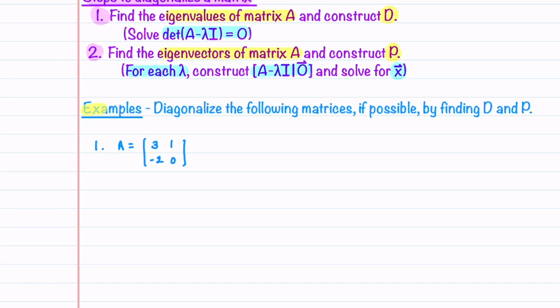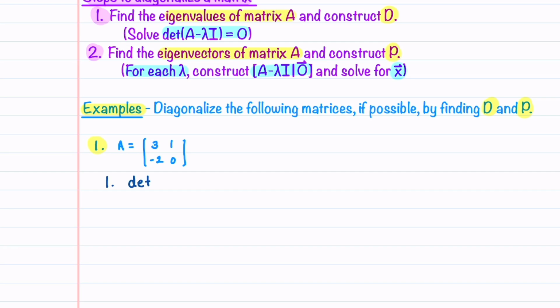Let's now walk through 3 example problems where we're going to diagonalize a matrix, if possible, by finding matrix D and matrix P. In our first example, we have a 2x2 matrix. Our first step is to find the eigenvalues.